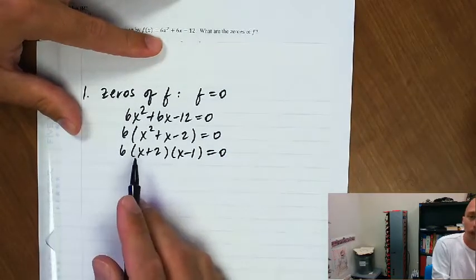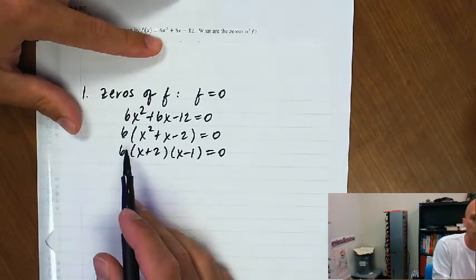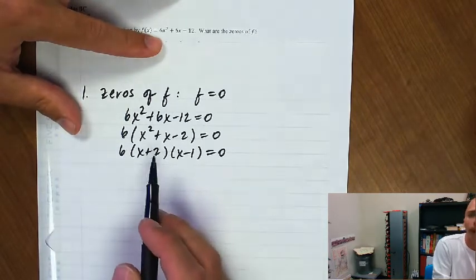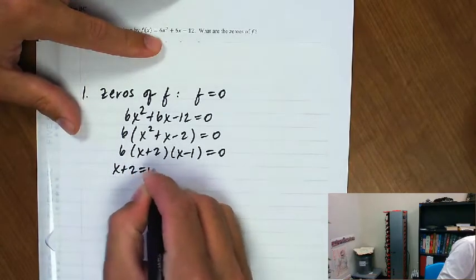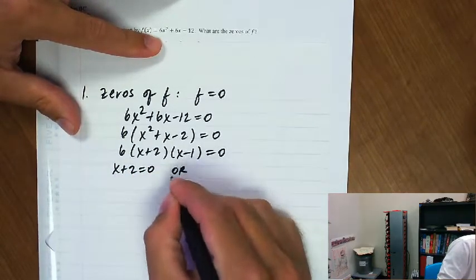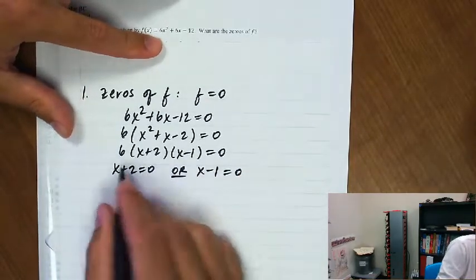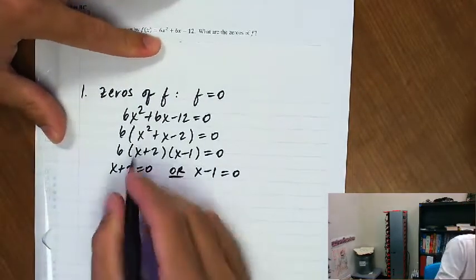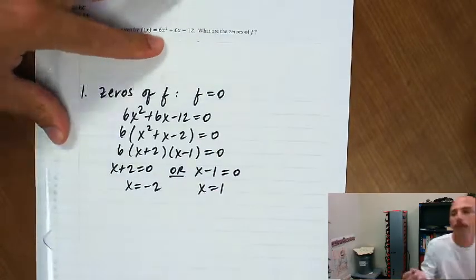This is going to be equal to 0 anytime any of these things is equal to 0. So either 6 is equal to 0, which doesn't sound very likely, or x plus 2 is equal to 0, that could happen, or maybe x minus 1 could equal 0. And then this would give us either 6 equals 0, which of course it doesn't, or x equals negative 2, or x equals 1. These are the zeros of f.